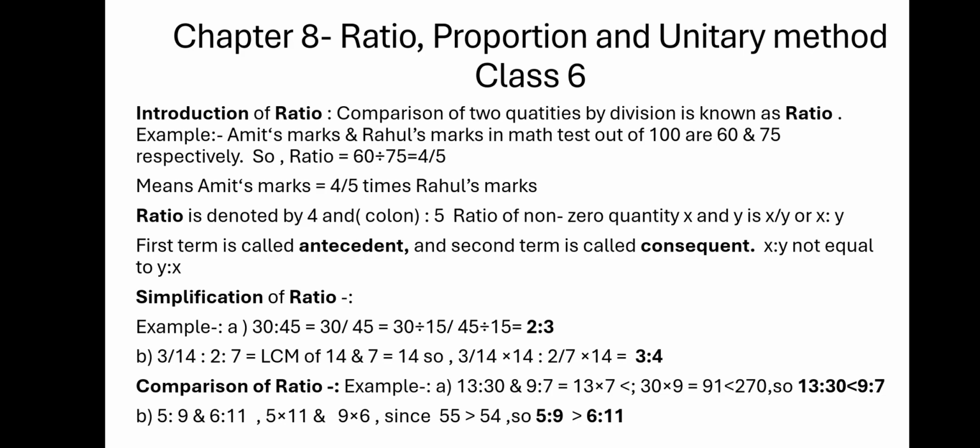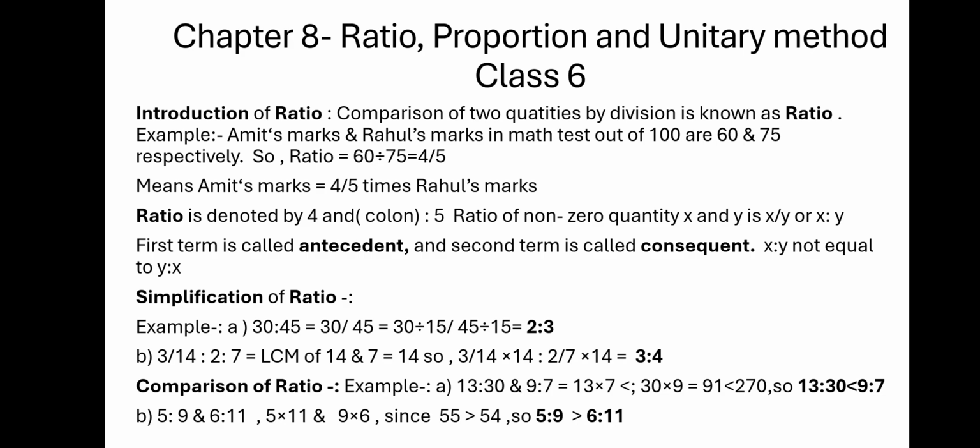Ratio is denoted by 4:5. Ratio of non-zero quantities x and y is x upon y or x is to y. First term is called antecedent. So here x is antecedent. And second term is called consequent. That is y. So x is to y will never be equal to y is to x. So ratio of x and y will not be equal to ratio of y is to x.